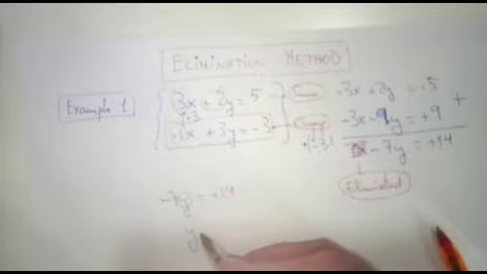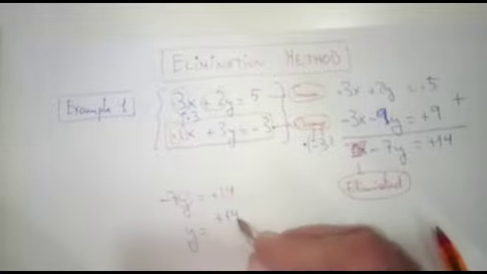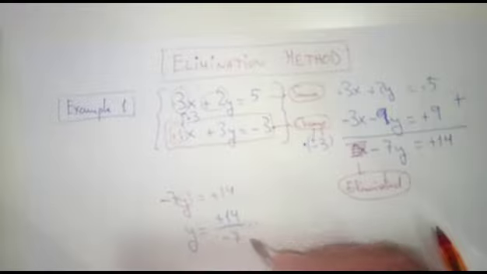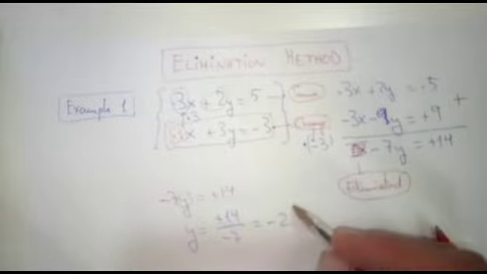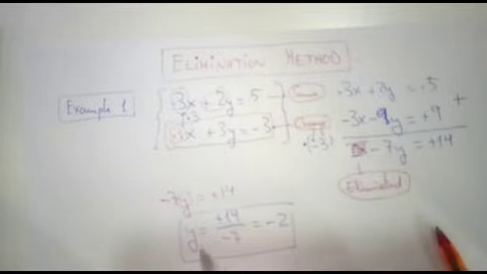There are no more letters, so we have y equals plus 14 divided by minus 7. Plus divided by minus equals minus, and 14 divided by 7 equals 2. So in this method, y is equal to minus 2. How do we find x?